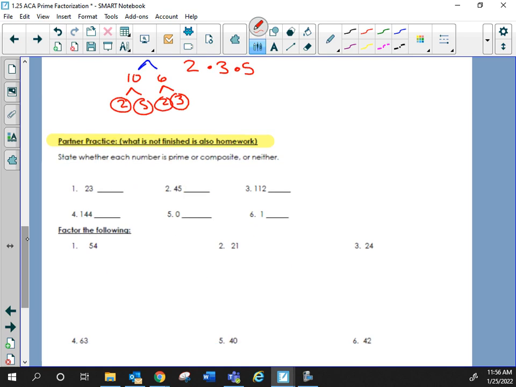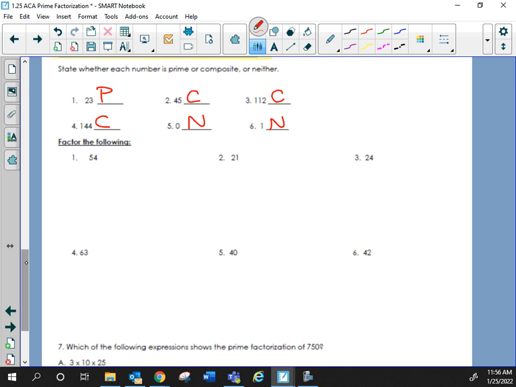23, was it prime or composite? Prime. 45, composite. A hint is that it ends in a 5. 112 is composite. It's an even number, so you can divide it by 2. 144, composite. 0, neither, and 1, neither. Then I had some people with different numbers, and again, the divisibility rules help. It won't always be the biggest numbers, but sometimes it can help you.